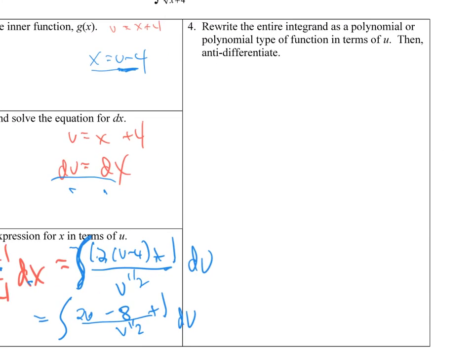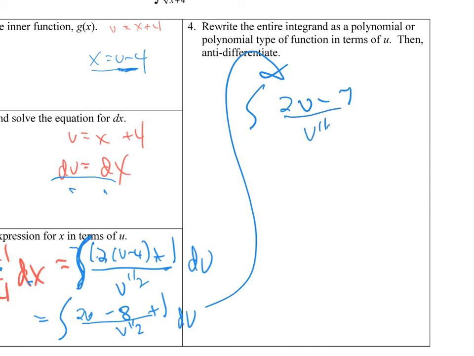Let's go ahead and keep finishing it over here. I'm integrating (2u minus 7) all over u to the 1/2 du. Now that may not look fun for you.